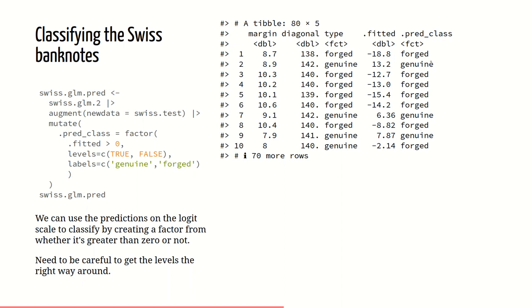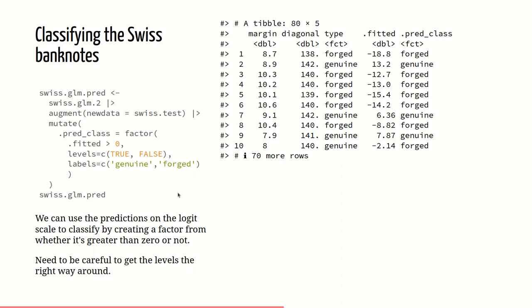And you can see that we're getting the predictions right for the most part, but some of them we get wrong, such as this one here. Observation 10, we can see that we're predicting that it's forged, but it's actually genuine. Now, the problem with doing this, of course, is you've got to be really careful that you get these levels around the right way. I'm saying that fitted greater than 0 being true is genuine, and fitted greater than 0 being false is forged. I've got to make sure that I've encoded my factor the right way around.